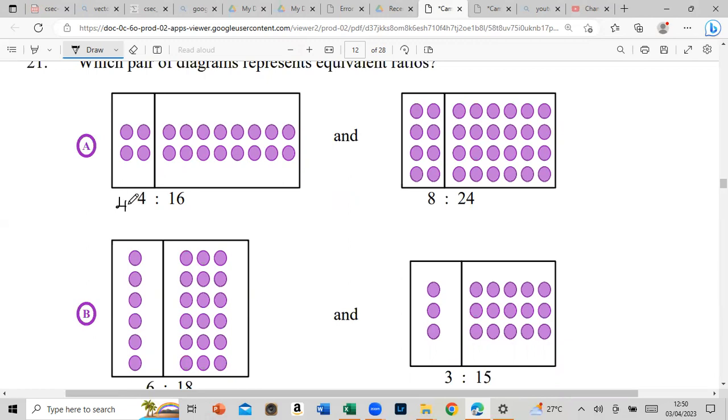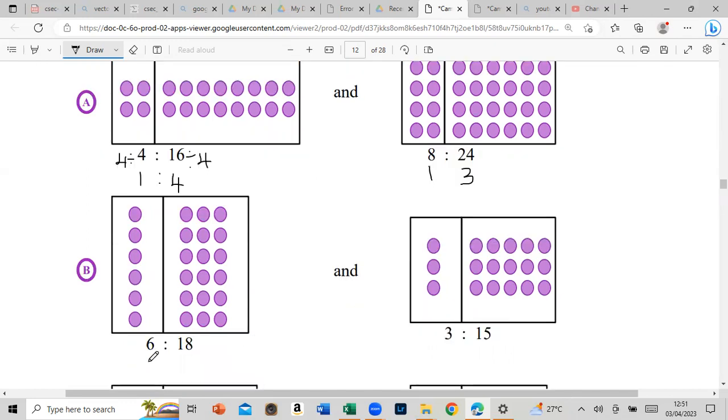So 4 divided by 4 is 1, and 16 divided by 4 is 4. Hope you guys get the whole concept. So this breaks down to its lowest terms as 1 to 4. For this one now, we're going to use 8. So you have to know your times table. So it's 1 to 3. And you continue just like that. 6 into itself is 1, 6 into 18 goes 3 times. Similarly, you can use 3 for this one. 3 into 3 is 1, 3 into that is 5. So these are not equivalent, so we just continue.